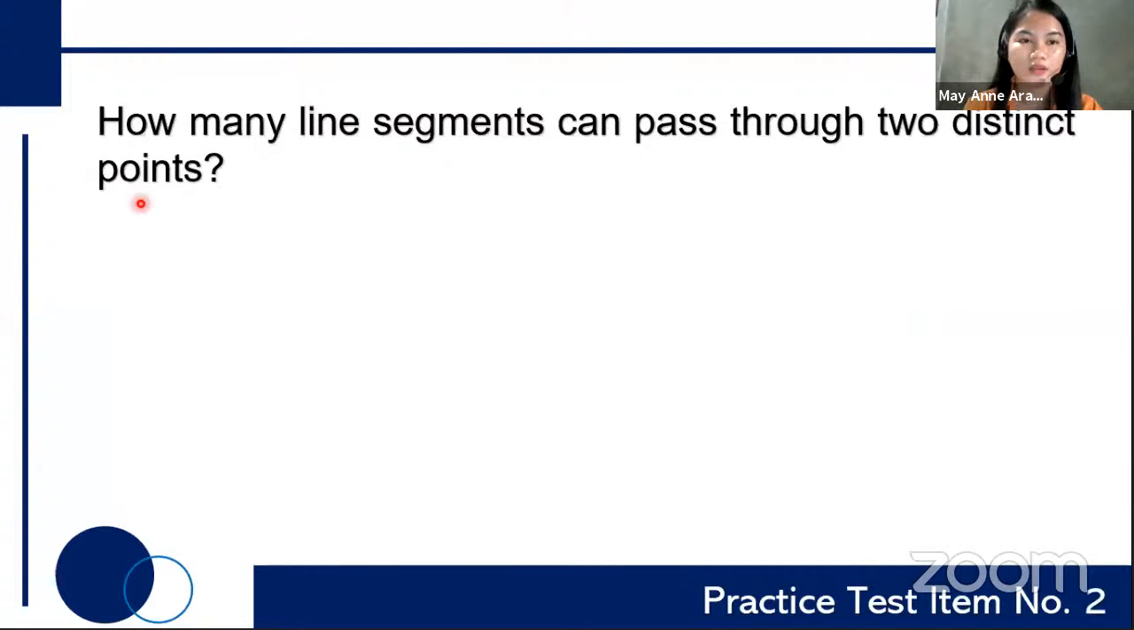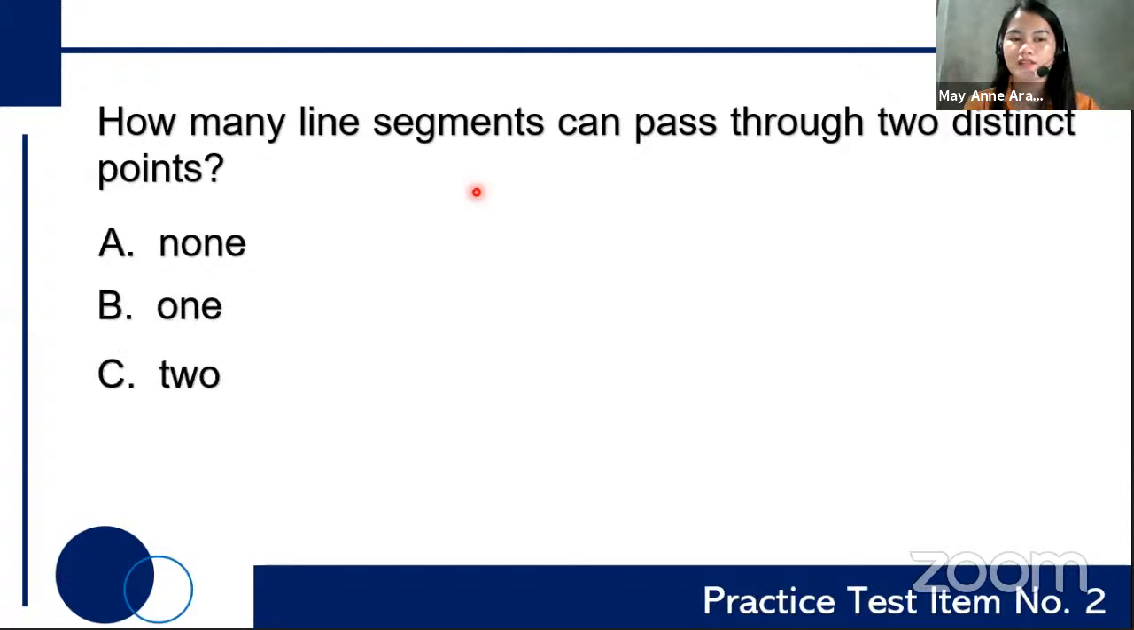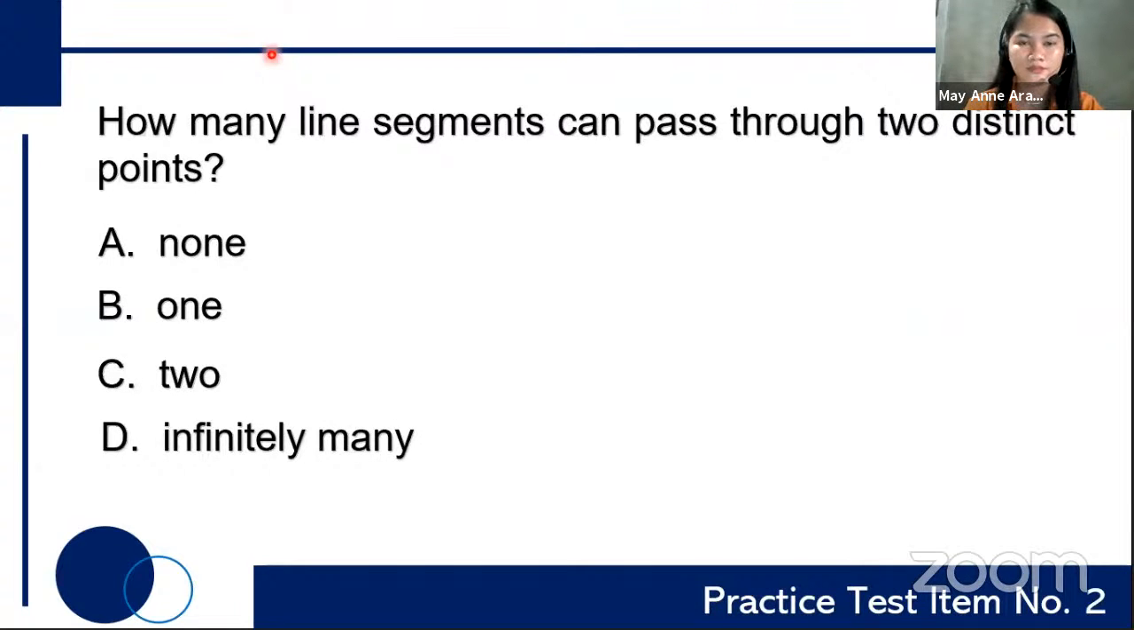Another question. How many line segments can pass through two distinct points? A none, B one, C two, and D infinitely many. Okay, how many line segments can pass through two distinct points?